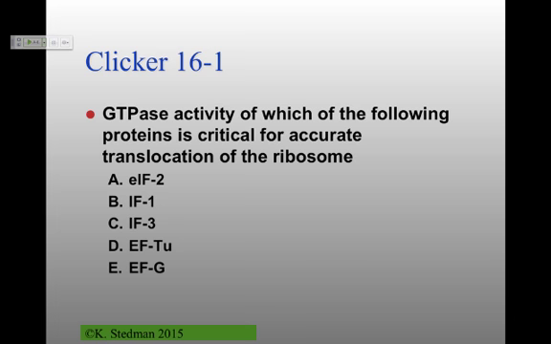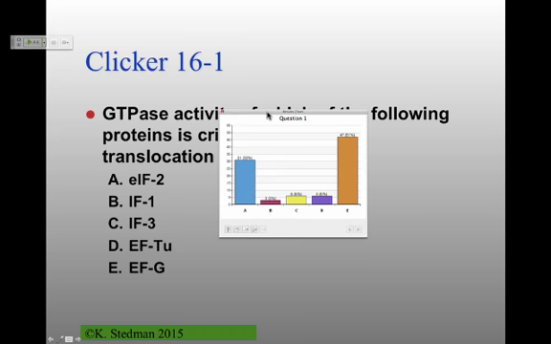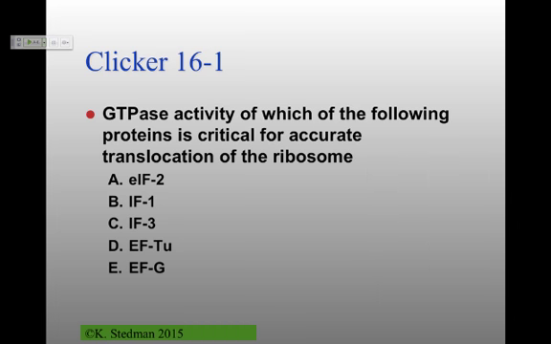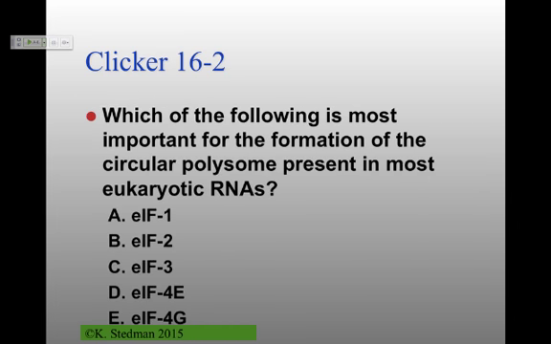And so what does that leave us with? G. So EF-G is the correct one. And the key here is really translocation. So it's the translocation of the ribosome, the moving of the ribosome across.